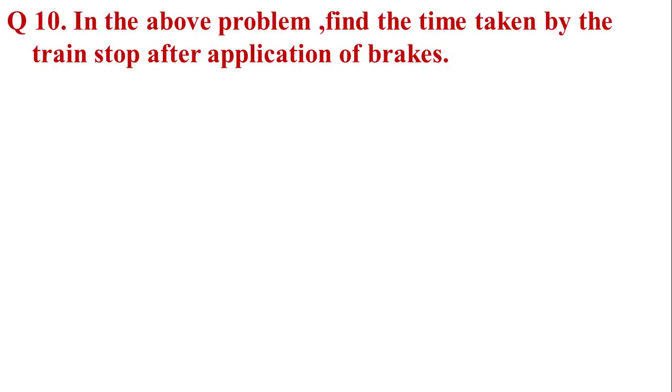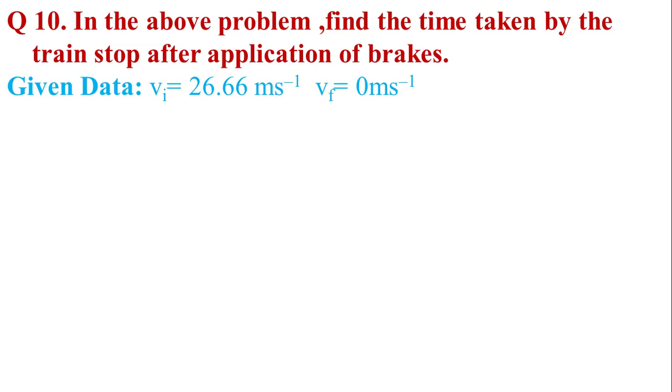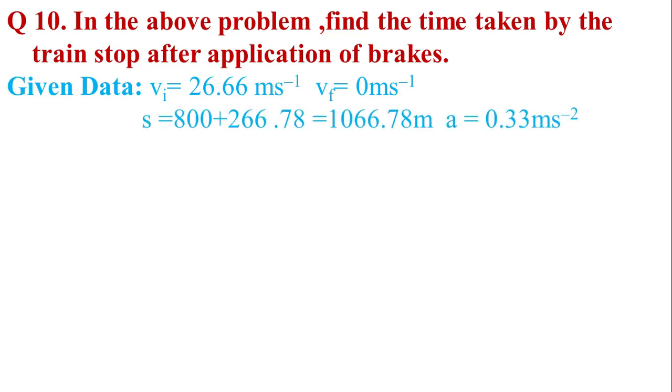So the required distance the train moves before coming to rest is 266.66 meters. In the last numerical, question number 10, in the above problem, find the time taken by the train to stop after application of the brake. Given data: Vi is equal to 26.66 meters per second and Vf is equal to 0 meters per second. Then S is equal to 800 plus 266.78. The final answer of a is equal to minus 0.33 meters per second square.